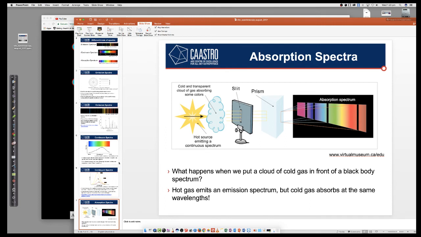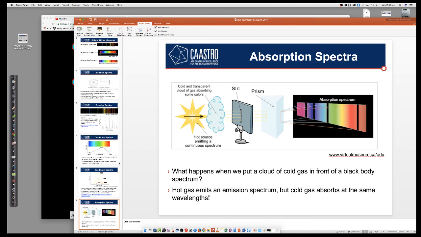So when the light passes through this cold gas, the exact opposite process of an emission spectrum happens. In an emission spectrum, we had electrons falling from high energy levels to low energy levels and producing photons of different wavelengths corresponding to those energy gaps. What happens in an absorption spectrum is the photons that are travelling through this gas get absorbed by the gas, and that takes electrons from low energy levels up to higher energy levels.